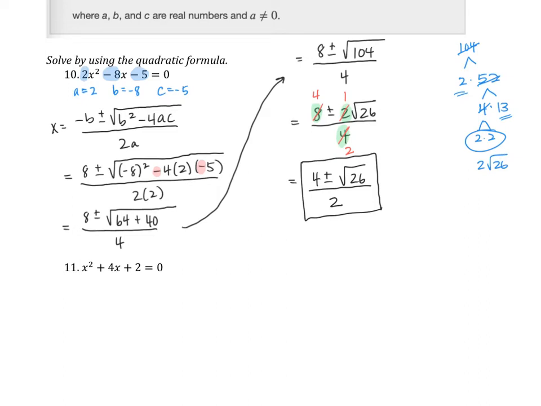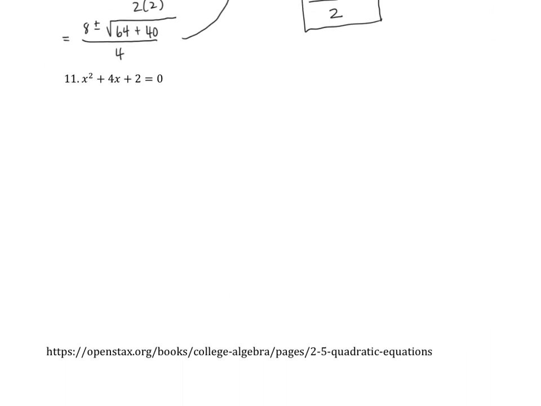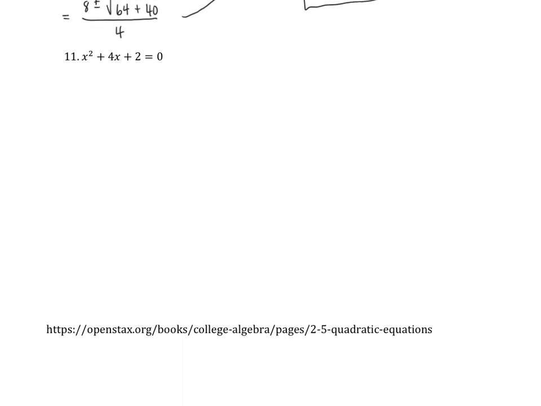All right, let's look at number 11. This is another one we want to solve with the quadratic formula. First, let's identify our a, b, and c. a is in front of x squared, so a is 1. b is in front of x, so that's 4. And c is the constant, so that's 2.